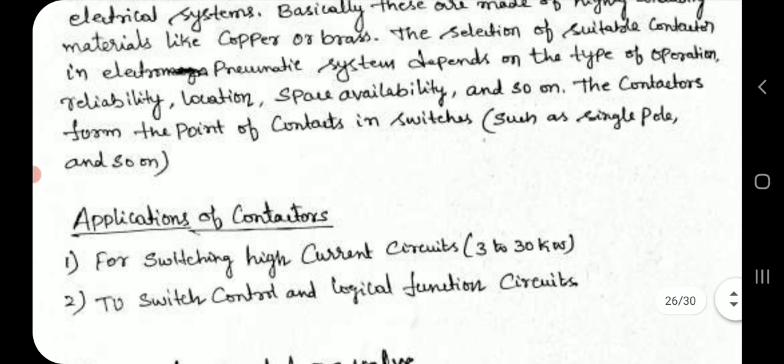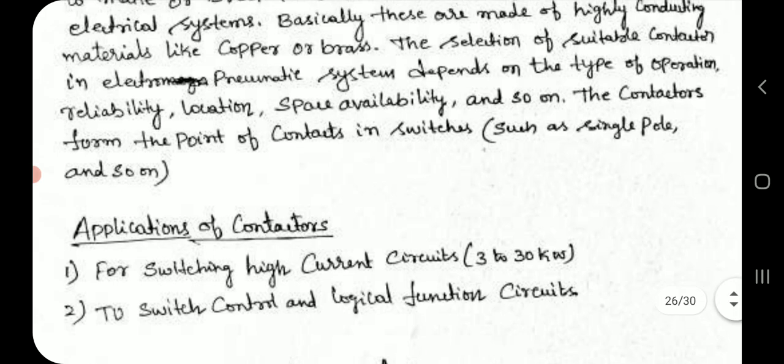Applications of contactors: for switching high current circuits of 3 to 30 kilowatts, and to switch control and logic function circuits.